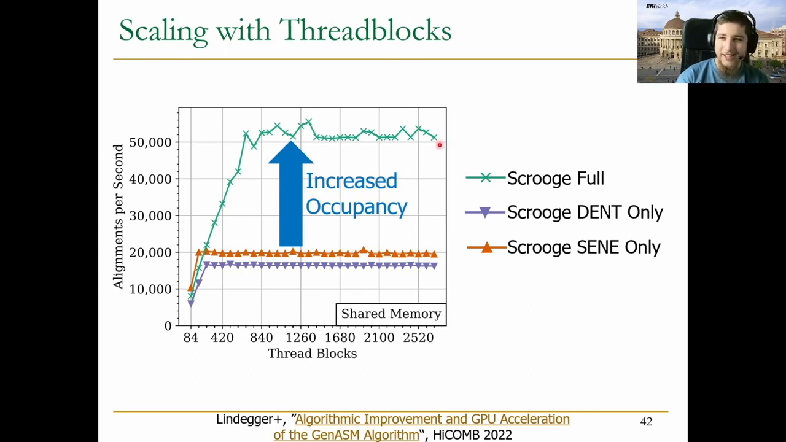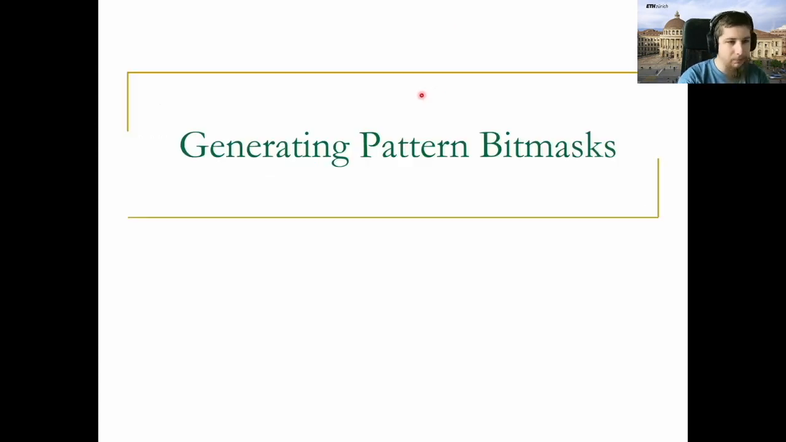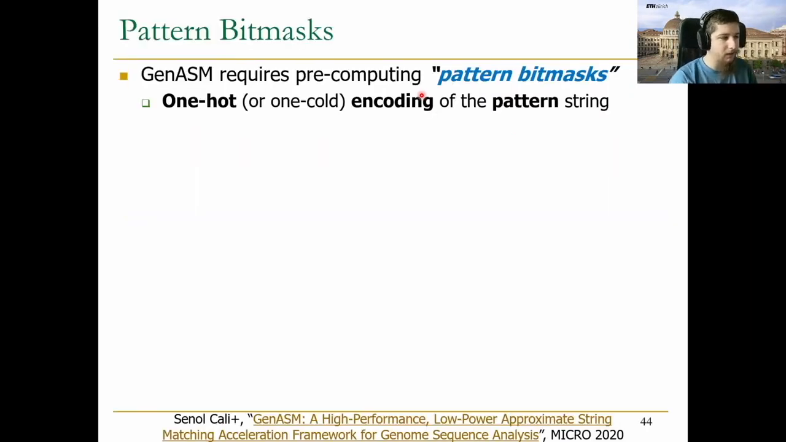Okay, so that's this aspect of it, and now I also want to show some really nice low-level implementation considerations that we made. As one of the pre-processing steps in the GNASM algorithm, we need to generate pattern bitmasks. What we have to do is come from an ASCII encoding of the data, and go to some kind of one-hot or one-cold encoding of the pattern string.